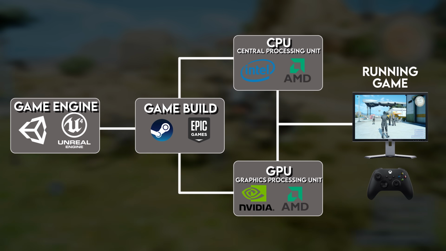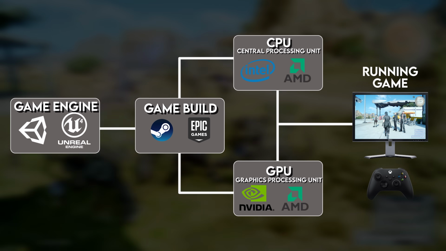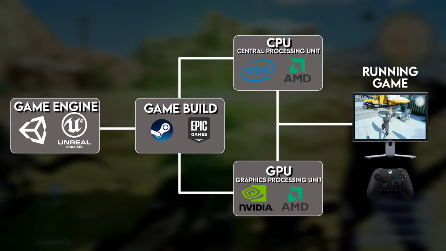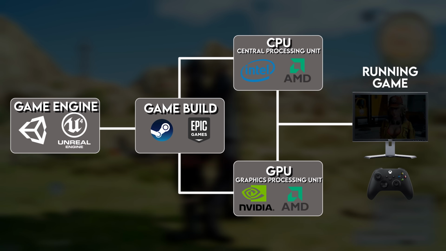The CPU is best suited for core game logic, while the GPU is, as you might expect, better suited for high-resolution graphics and video rendering. But of course, each GPU still has its own limitations.